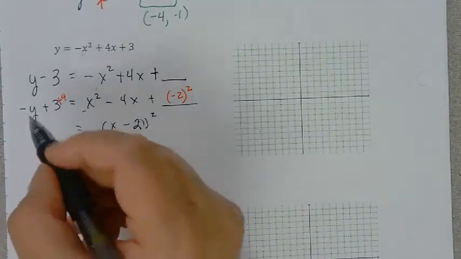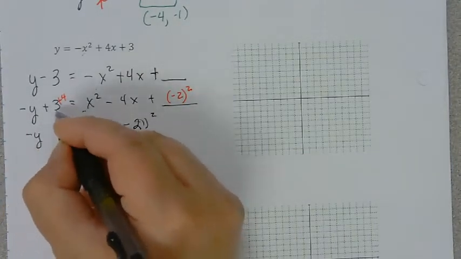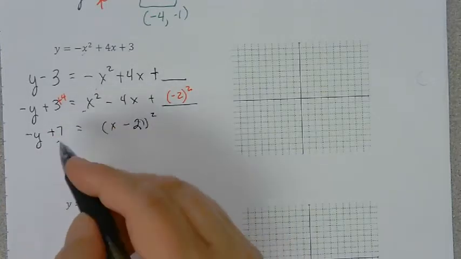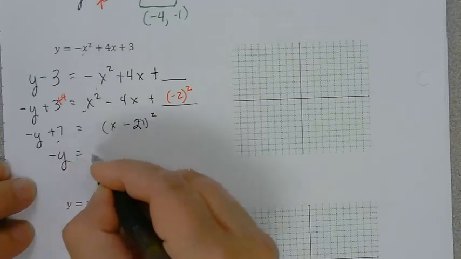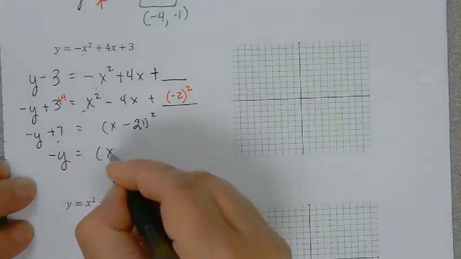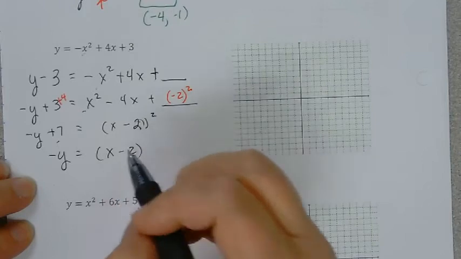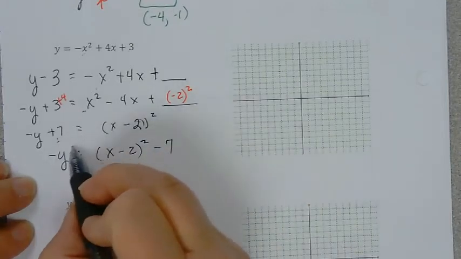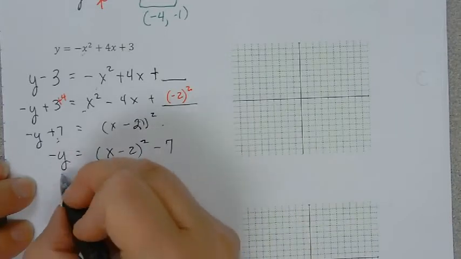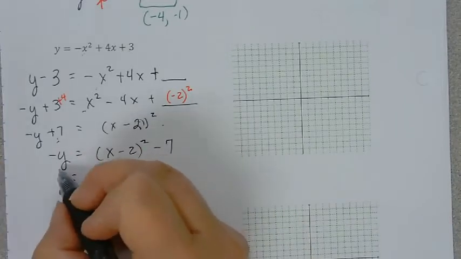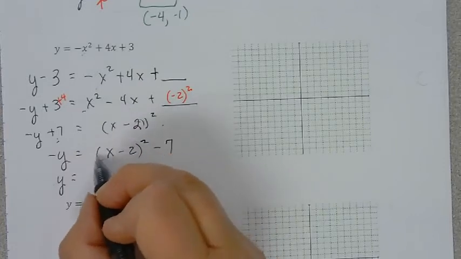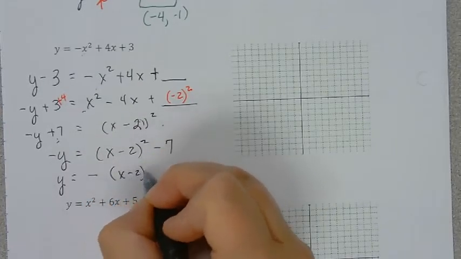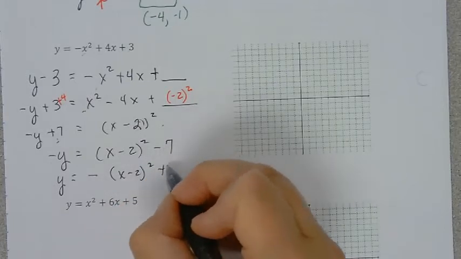So on the left side now, I have negative y plus 7. So now I'm going to move the 7 back over to the other side. So I have negative y equals the quantity of x minus 2 squared minus 7 because I subtracted it. And now I'm going to make this positive y. And if I change the sign of this, I have to change the sign of this whole thing. So I'm going to put a negative sign in front of it and change the sign of this.